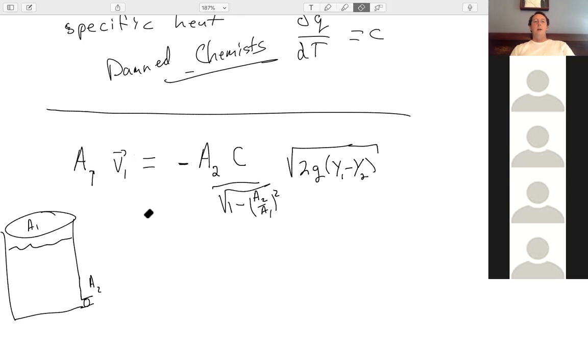All right, and V1 is simply dy1 dt, right? Because pick a point here, the velocity at 1 is just the change in height of the water level. Is that okay, Brian?